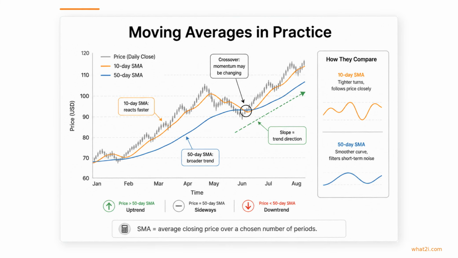The slope of the average can also be helpful because an upward slope suggests rising trend pressure while a downward slope suggests weakness. Traders often watch for moments when price or one moving average crosses another.